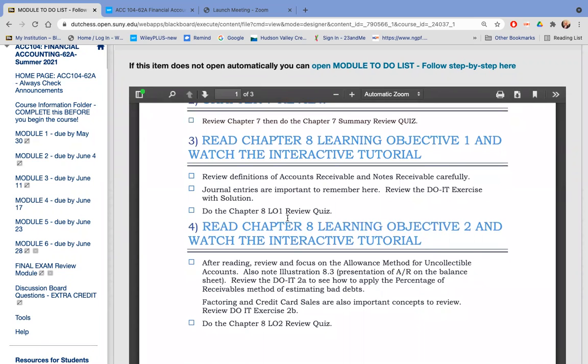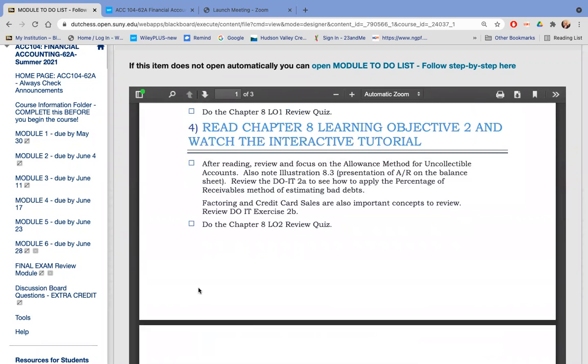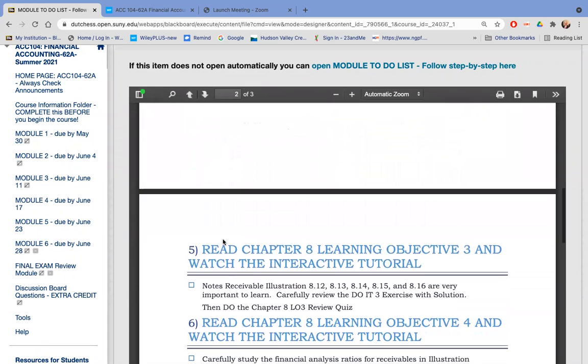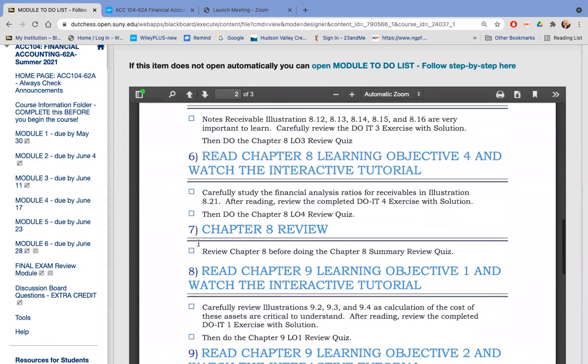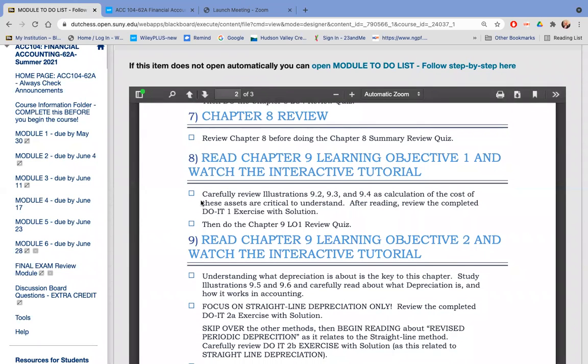Accounts receivable is most of the chapter, although Learning Objective 3 goes into notes receivable in detail. Again, there are a couple of methods to learn in Chapter 8 that's going to take a little bit of time to get through. There are 4 objectives there before a review. Chapter 9 is the larger chapter. There are 5 different objectives, and they're really important. They all are on property, plant, and equipment.